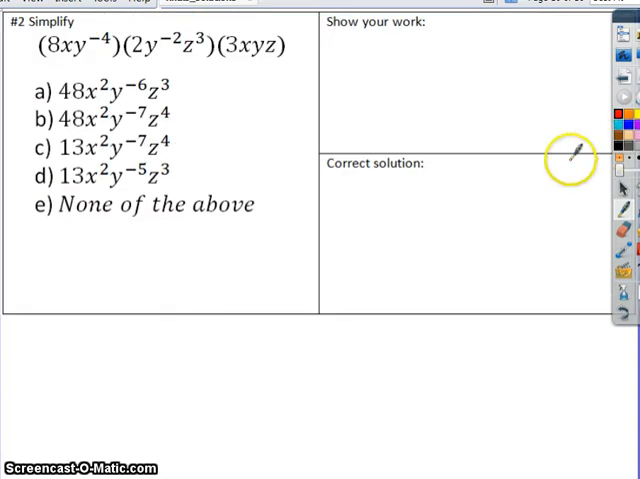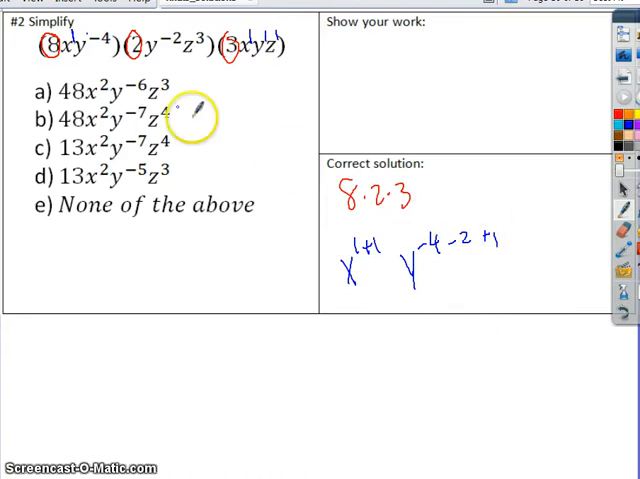I'm moving on. The coefficients, circle them. They are 8, 2, and 3. So I need 8 times 2 times 3. I'm multiplying these things all together, and when I use the multiplication rule, which is that when I'm timesing, I add the exponents. I'm going to put a 1 here, here, here, and here to remind myself that there's one of them there. So it's x to the 1 plus 1 there, 1 plus 1. Y to the negative 4, negative 2, and positive 1. So there's negative 4 here, negative 2 y's here, and 1 y here. So that's negative 4, negative 2, and positive 1. And then z to the 3 plus 1, z to the 3 plus 1.